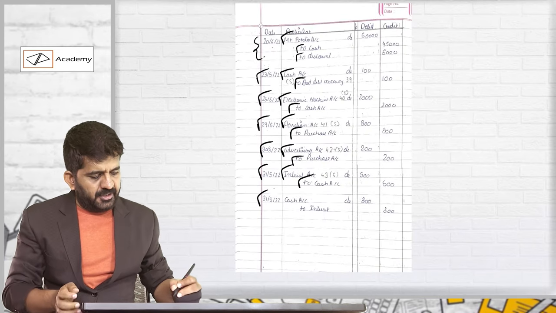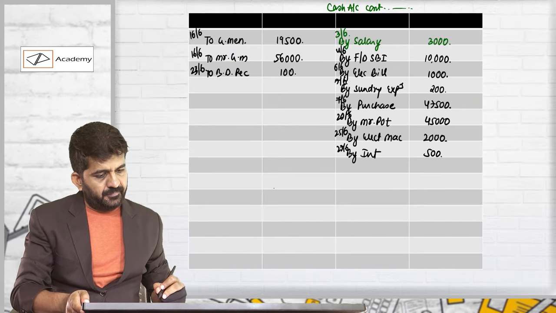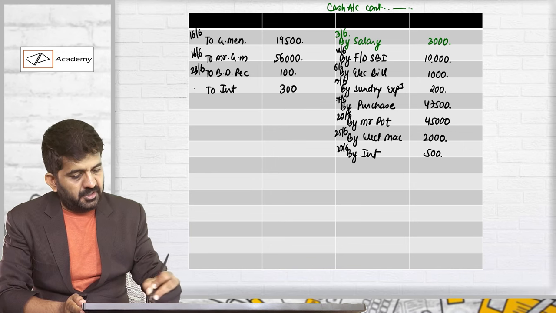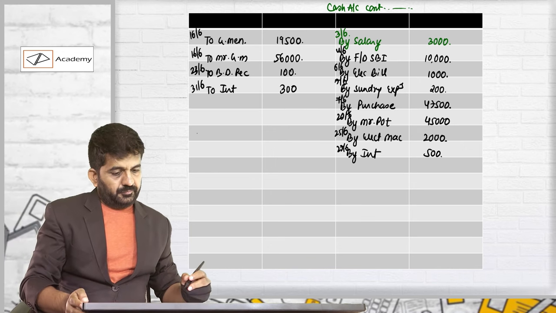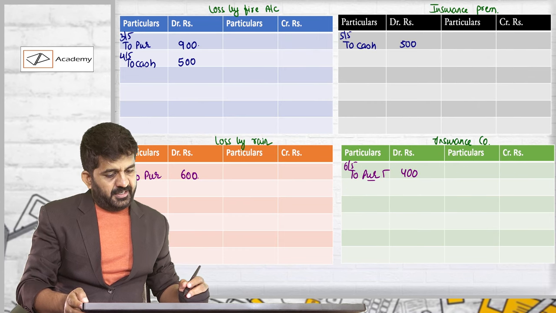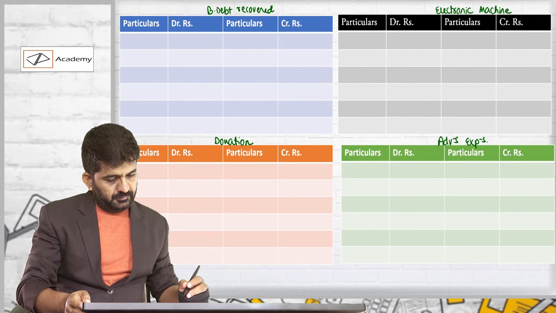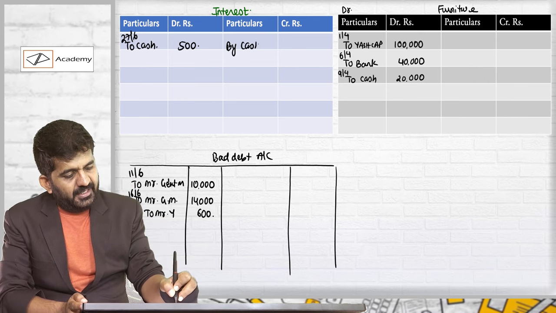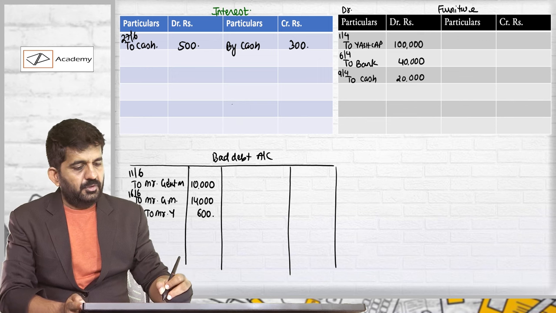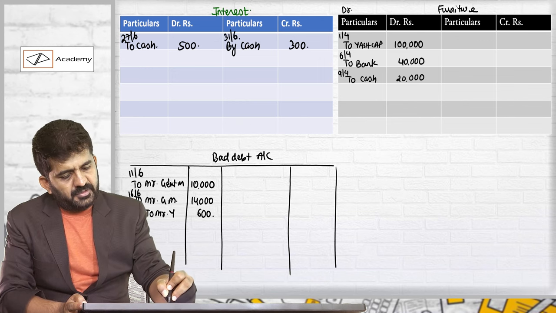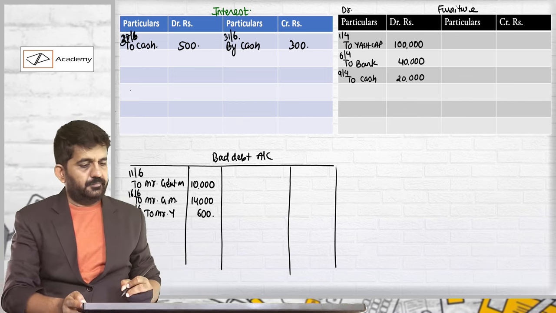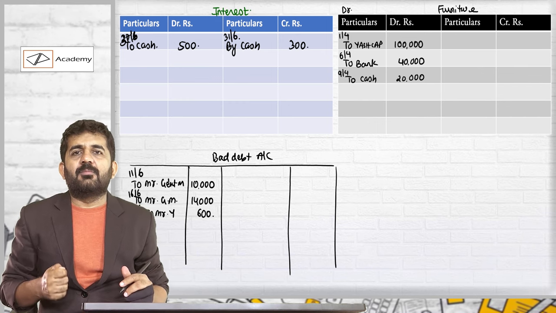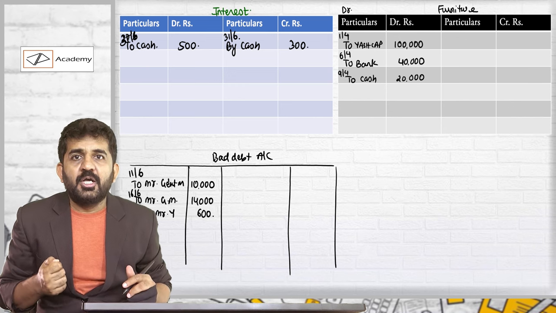Cash account debit to interest 300. Interest account credit 300, 31.6. This is also 31.6. So what I have done, I have posted all my journal entries into ledger accounts.